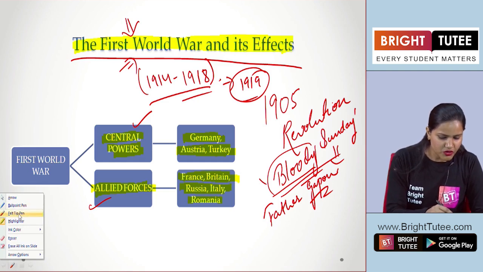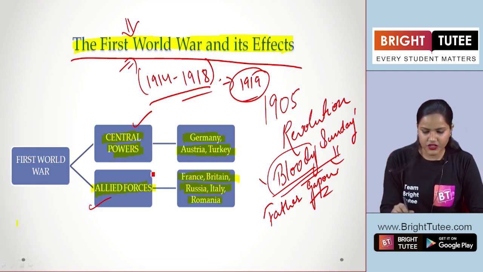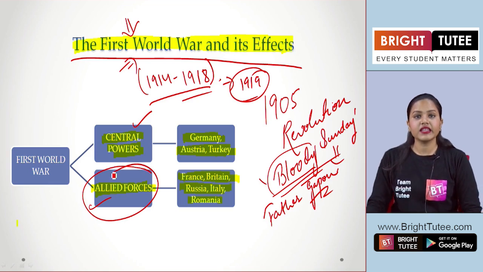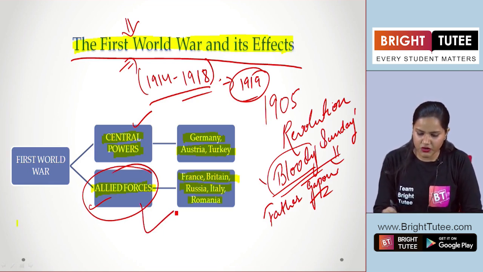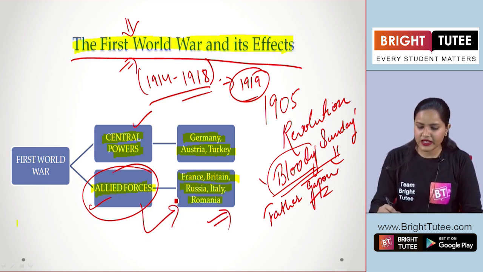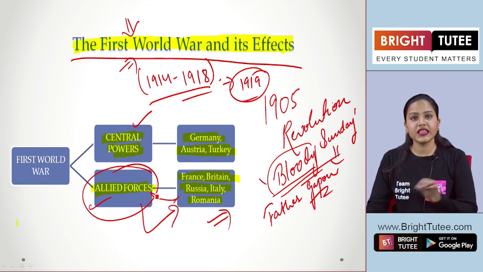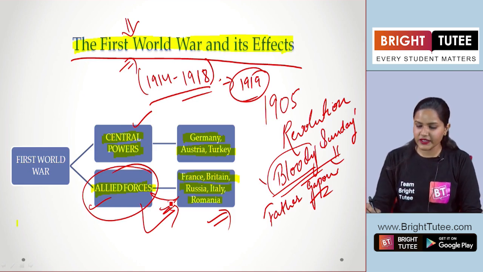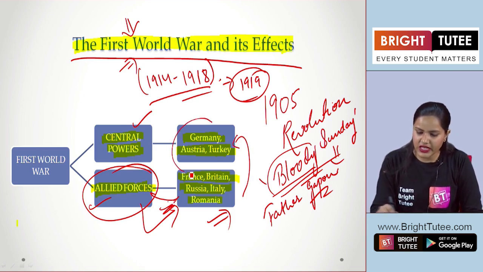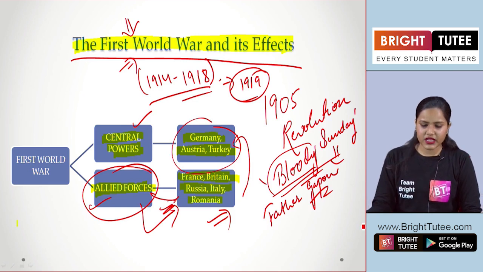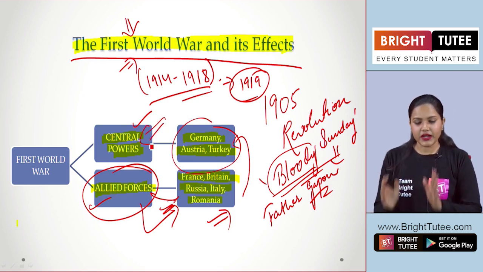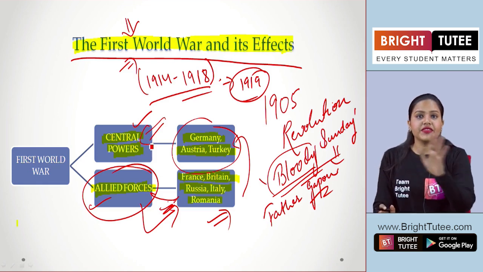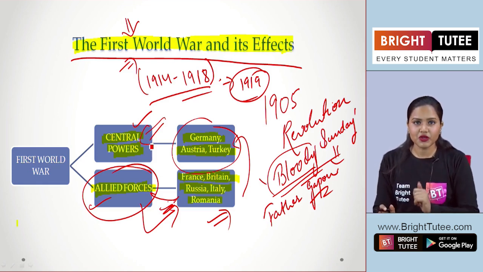Now who was the victorious power here, students? The answer is the Allied forces. They were the victorious powers. It means that Russia, fighting from the Allied forces side, was on the victorious side. They defeated Germany, Austria, Turkey and all the other small countries that were fighting from the Central Powers side. But let us talk about the effects of the First World War.